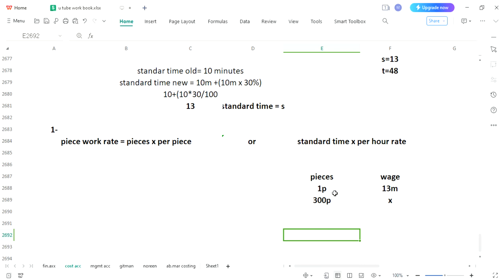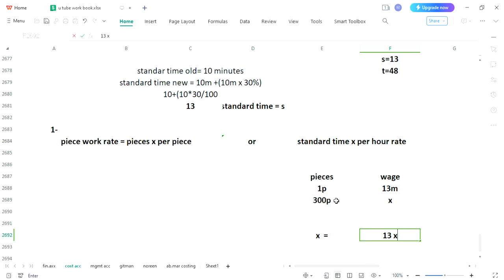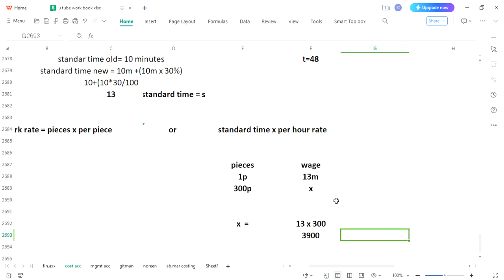Simple cross multiplication, x would be multiplied with 1. We will get simple x. On opposite side, 13 would be multiplied with 300. Now we can directly calculate 13 multiplied by 300. In this way, what we have calculated, these are minutes. See over here, for one piece 13 minutes, for 300 pieces how many minutes are needed, and you can change it in hours as well.